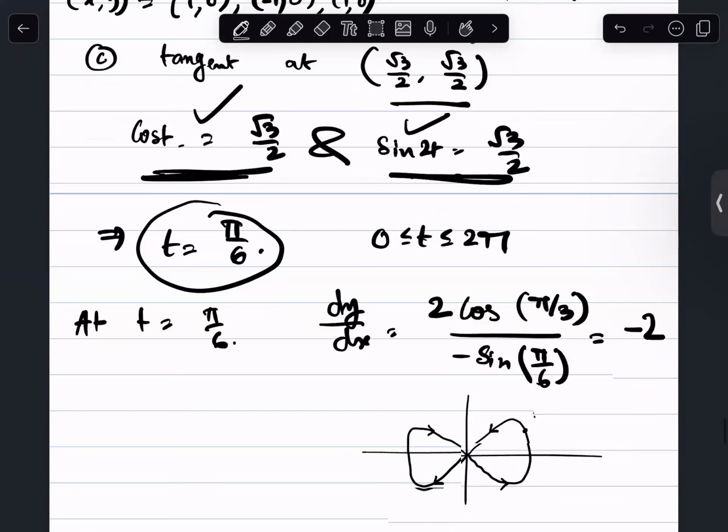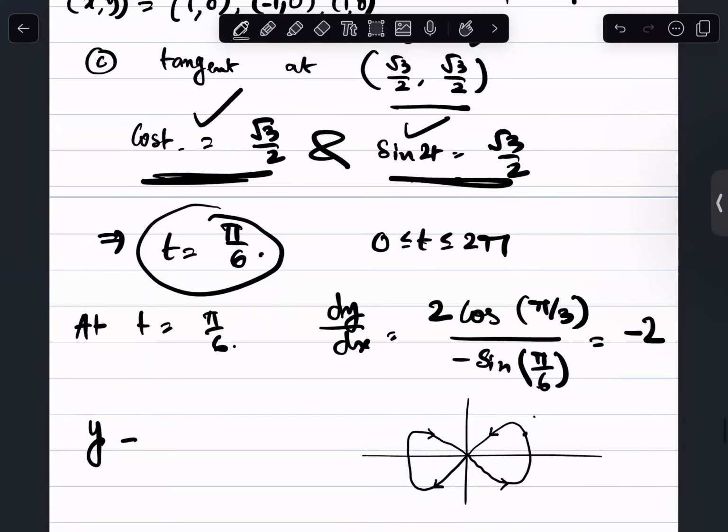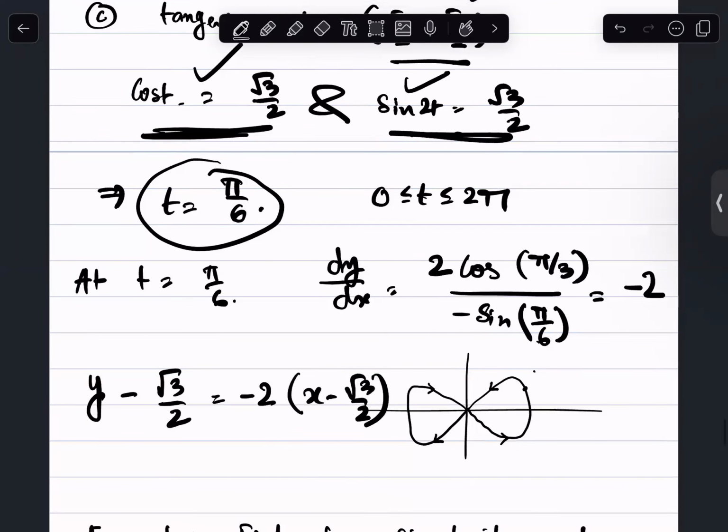So therefore, the equation of the tangent, I know how the equation of the tangent looks. Using that formula, I'll get this equation. So this is the tangent at square root 3 over 2 and square root 3 over 2. Basically, if I draw it, I'll get this.